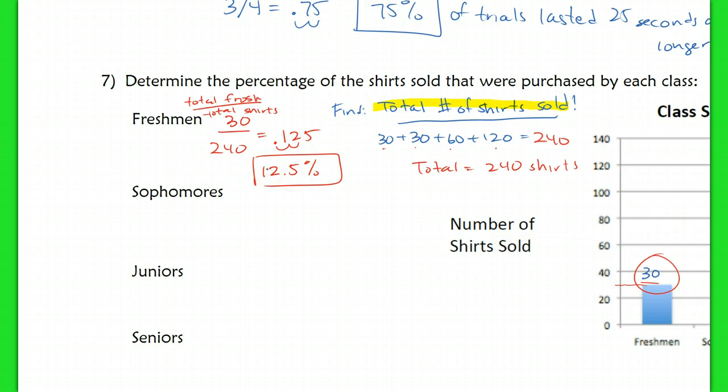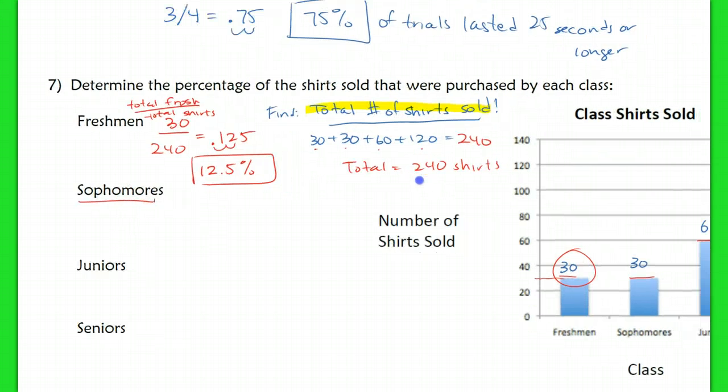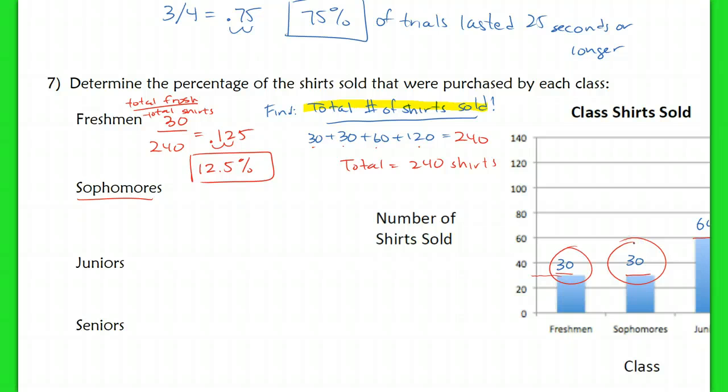Now, what's nice about this problem is that I actually don't have to even do the sophomores, because when I look at the sophomores, they also sold 30 shirts. So I can just take that number and say that that's also 12.5%.